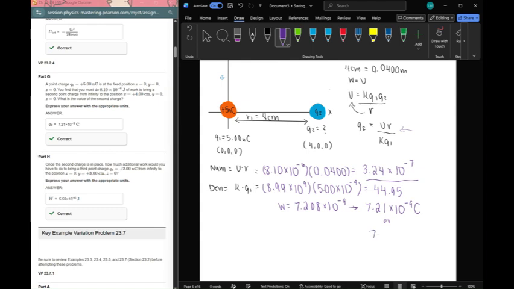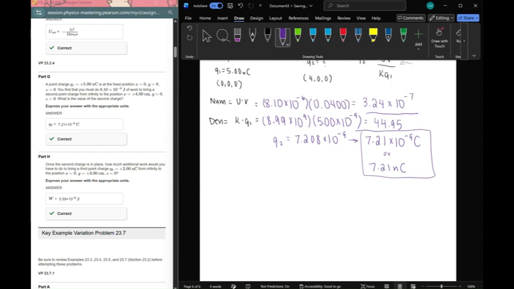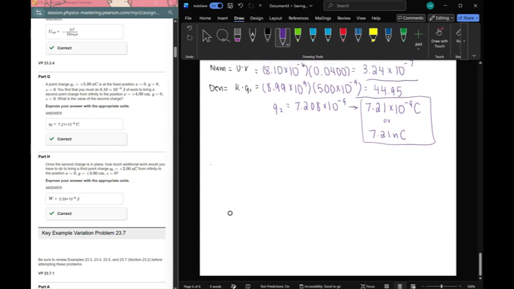Or the answer can be 7.21 coulombs. So that's the answer. So sorry, I made a mistake. That's not W. I meant to put Q2. So now we know what Q2 is. The second charge, the value is 7.21 nanocoulombs.